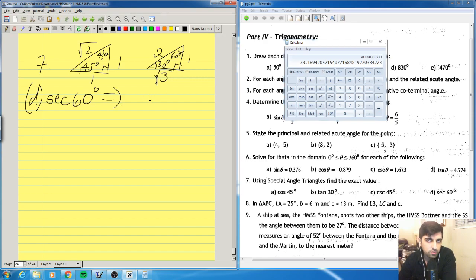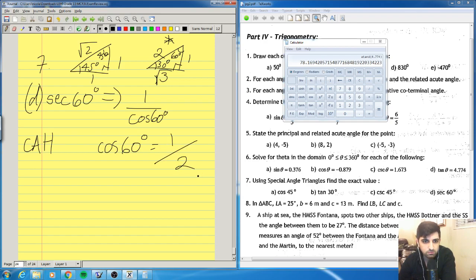Secant is 1 over cosine, right? So 1 over cosine is what they want me to find. 1 over cosine 60. Let's find cosine 60 first, right? Well, what triangle am I using if I have 60 degrees? I'm using this one, right? I'm not using this one because there's no 45. So cosine 60, well, what's adjacent? Because cosine is adjacent over hypotenuse, right? So this is adjacent, and this is the hypotenuse. So cosine 60 is going to be 1 divided by 2.